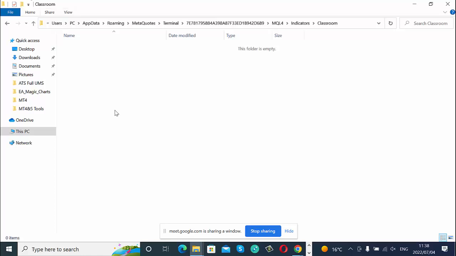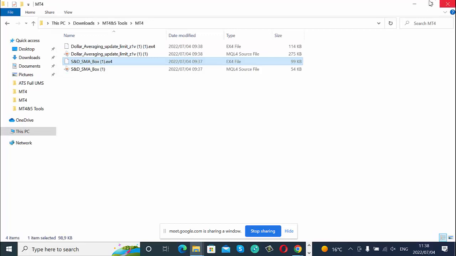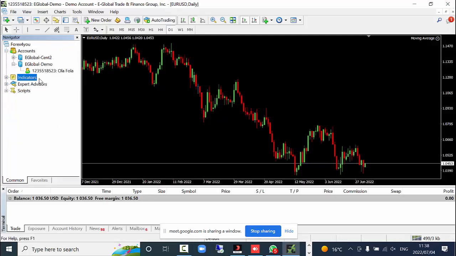Then I say indicator. I paste it. Okay. So I've pasted Expert Advisor, I've pasted indicator. So I can close this and close this. Now I'll come to the platform. Because I'm already running the platform, the platform will not see what I copied now.